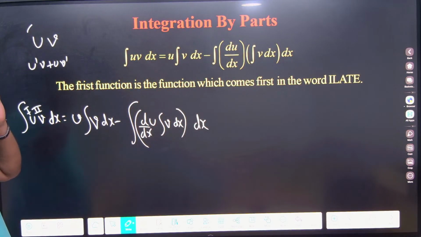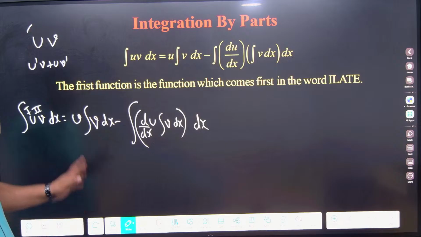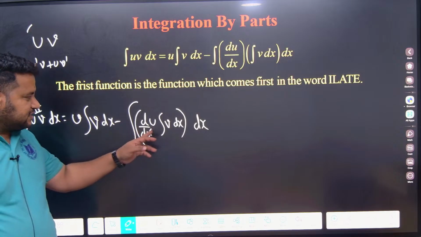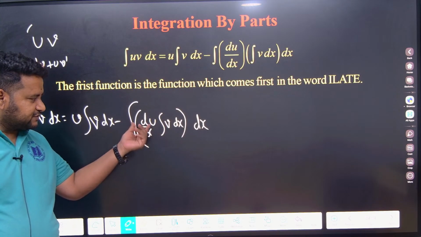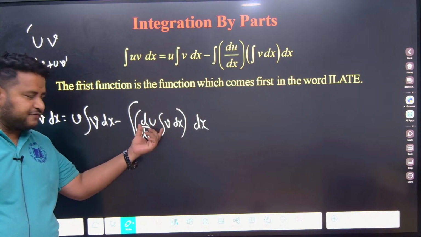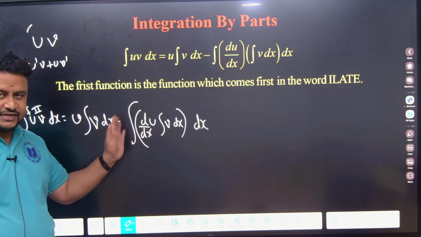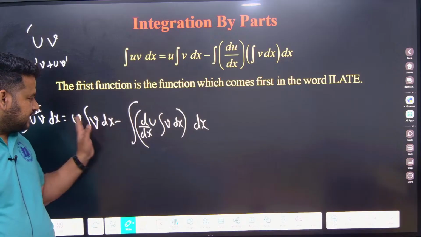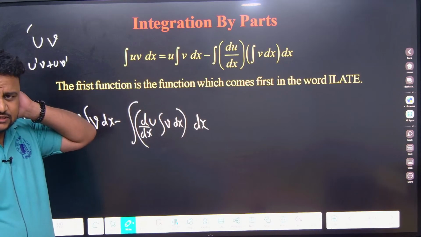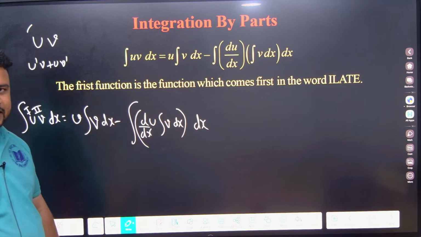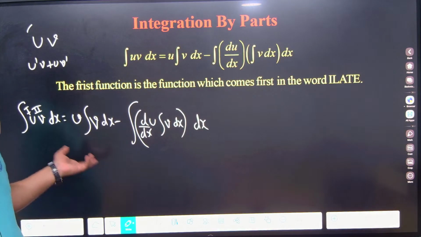By solving the questions you will understand this formula. Differentiate the first function and integrate the second function, and whatever value you get, you integrate it again. This is the way you will do integration by parts. Now your question is, how do you decide the first function?